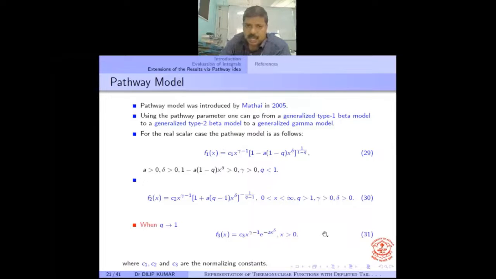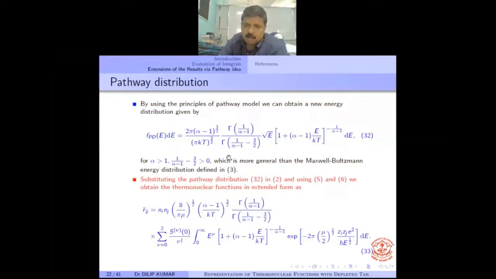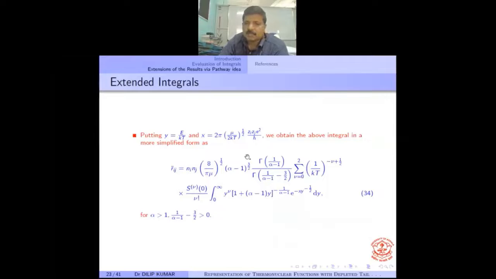By using this method, we obtain a new velocity distribution, and we replace the Maxwell-Boltzmann distribution with this in the reaction rate. We replace the Maxwell-Boltzmann with this, and we will get the equation in equation 33. This can be simplified in this form, and the integral to be evaluated is this.